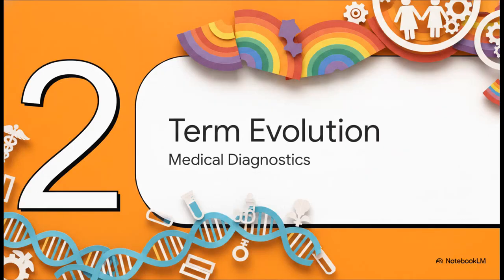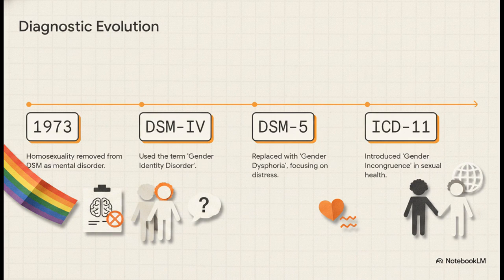Now that our foundation is rock solid, let's look at Section 2, the evolution of medical diagnostics. Understanding how these terms changed over time is key to spotting outdated myths. Tracing the history here shows a very clear, ongoing trajectory of depathologization. Back in 1973, homosexuality was entirely removed from the DSM as a mental disorder, a huge milestone. Then, looking at gender identity, the older DSM-4 used to use the term gender identity disorder, but modern manuals have evolved, thankfully. The DSM-5 replaced that with gender dysphoria, and the global ICD-11 introduced gender incongruence.